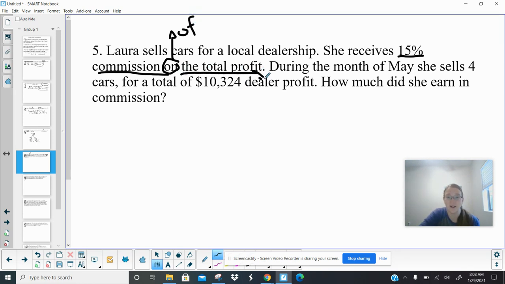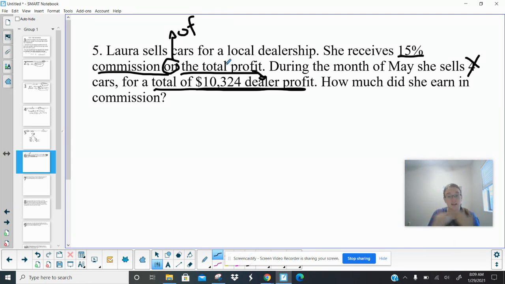And hey, look, it's right here. This is the total profit. Sometimes you will have extra information. It did not matter that there was 4 cars because what does matter is what's the total profit. So this is the profit going to the dealership. She gets 15% of that.